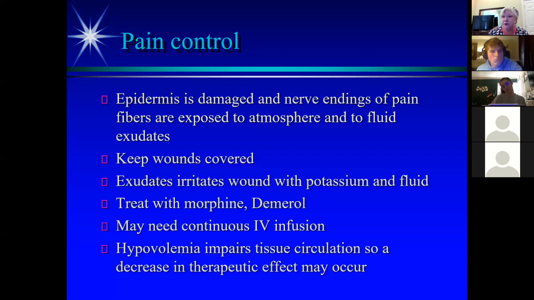So dressings are done really often. We don't want that leaky, wet stuff coming out of the burns being left on those burns. We want those off of there. So they're changed really, really often. And so that will also help with pain control. Yeah, changing the dressings hurts, but leaving it on also hurts. So we're going to do it to help both ways.